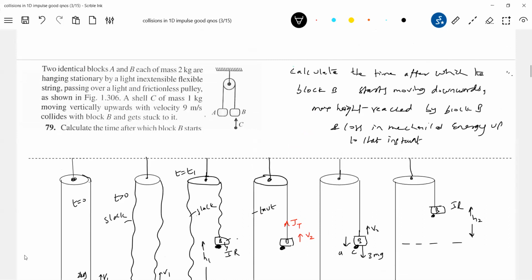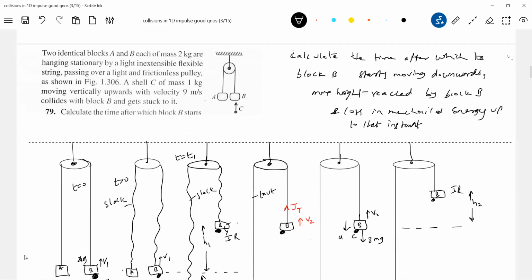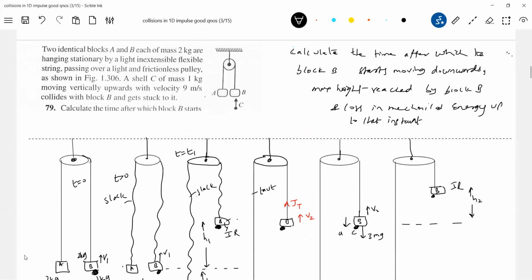Maximum height reached by block B. So maximum height reached by block B means what should I do? H1 plus H2. Calculate the time after which the block B starts moving downward. Means what should I do here.